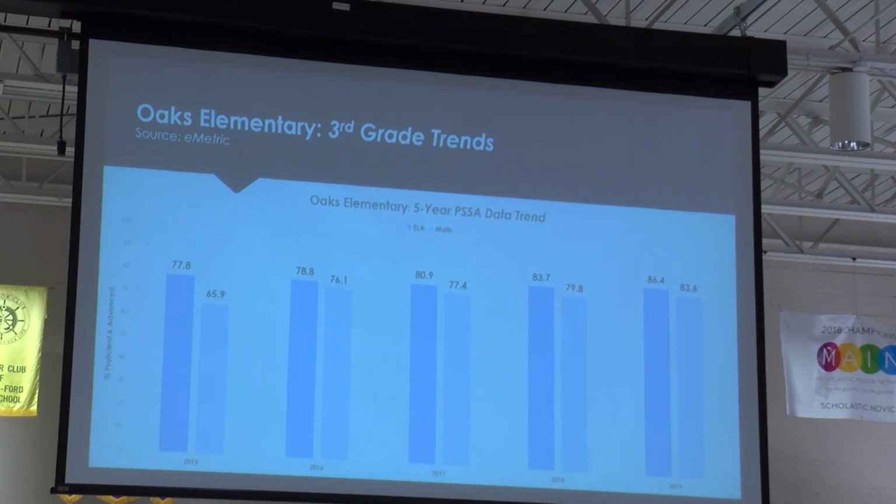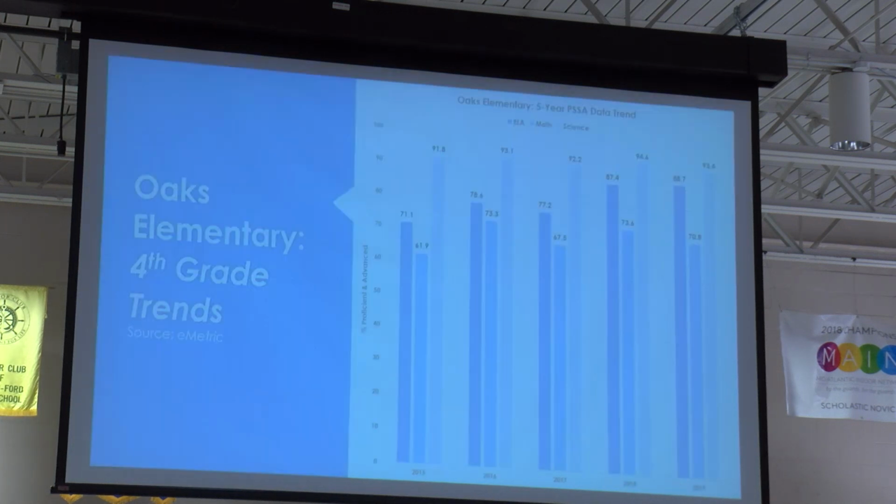When we look at our third grade trends, once again, it tells a very similar story to our other elementary schools, that when you look at our 5-year trend, we're seeing high, consistent achievement for students, and we're seeing kind of that being maintained, and also an upward trend here for Oaks for third grade. Same for fourth grade at Oaks.